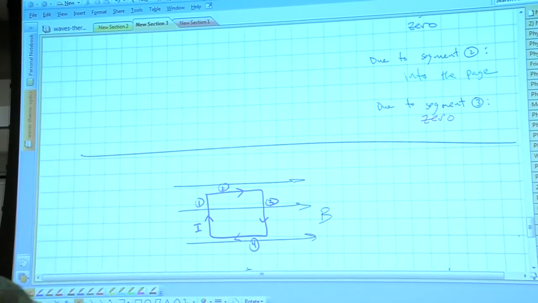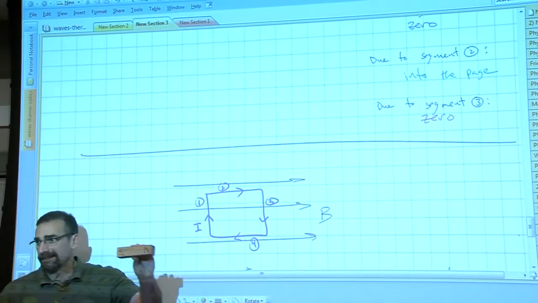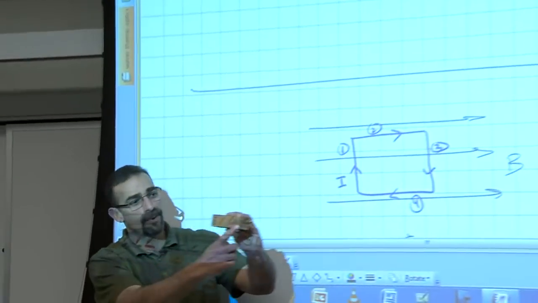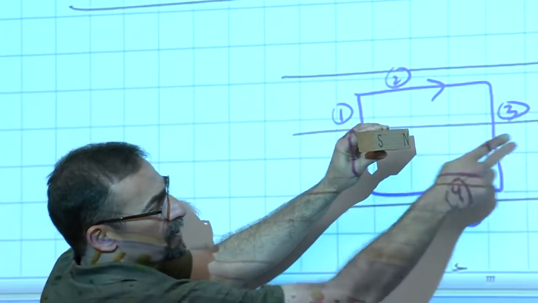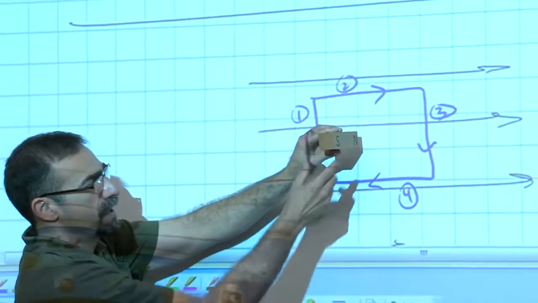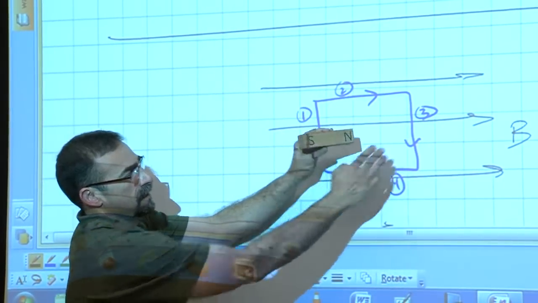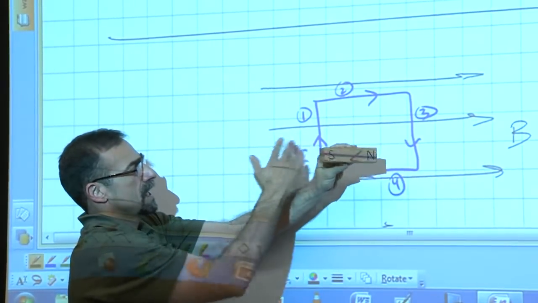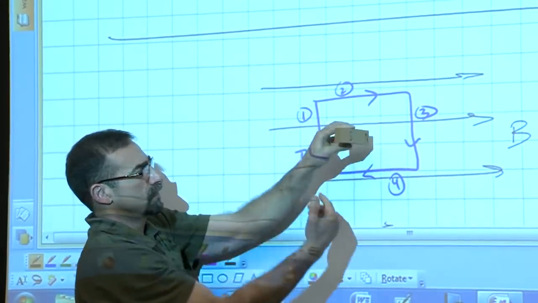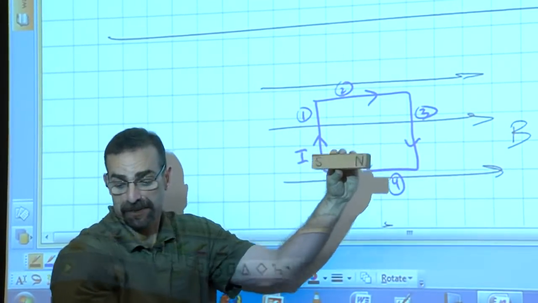I need a magnet. I happen to have one right here. Magnet, North Pole pointing in. The North Pole wants to align itself with the magnetic field. It's pointing that way, so it's going to rotate this way. This side comes out towards us, this side going away from us. Right? It's going to rotate like this so that it's aligned with our external field.